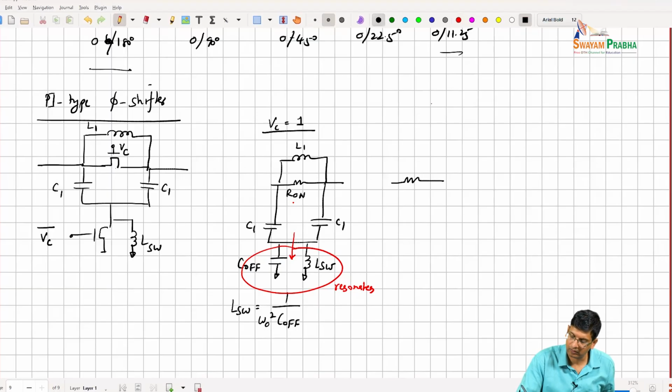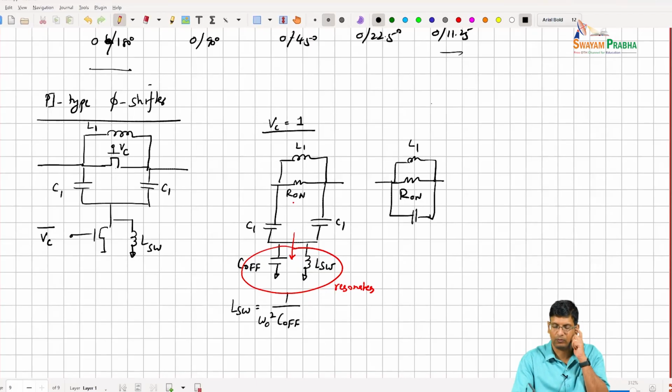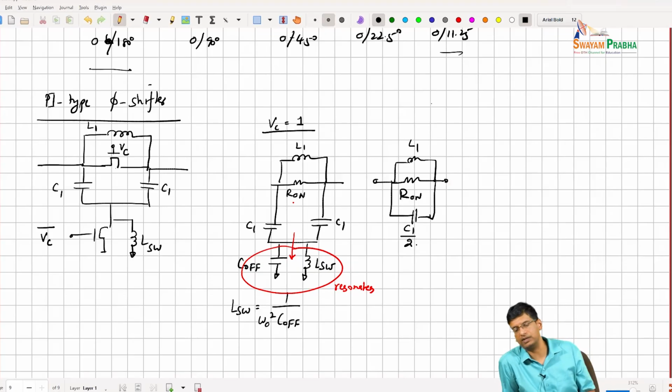R on, L1, right? And then you have C1 in series with C1, so C1 over 2, right? But this is what your network looks like. Let's say it's dominated by R on being very small, right? So the signal is going to go through.